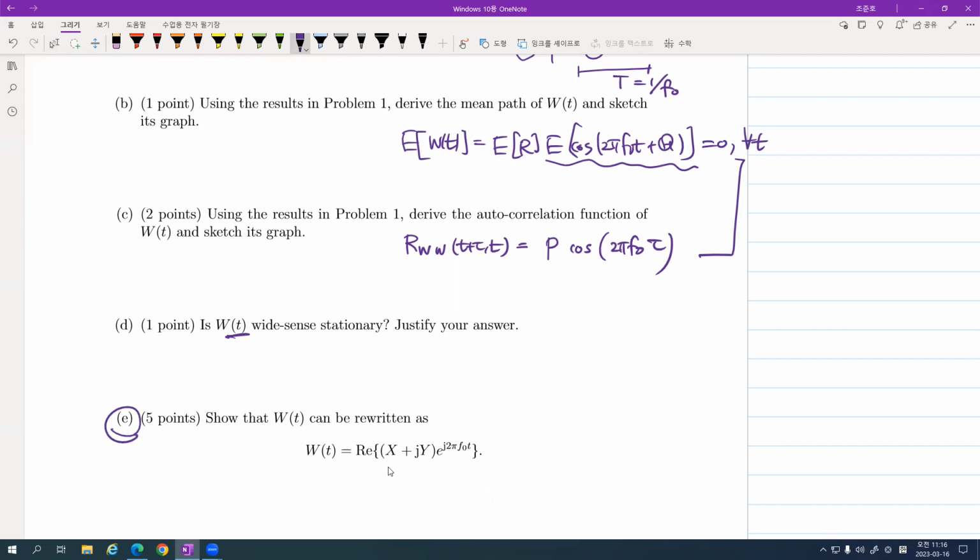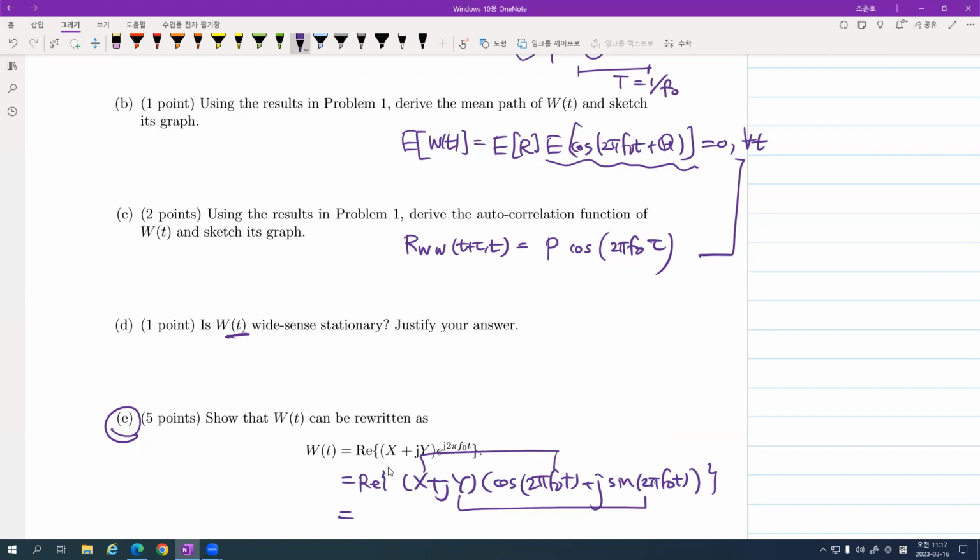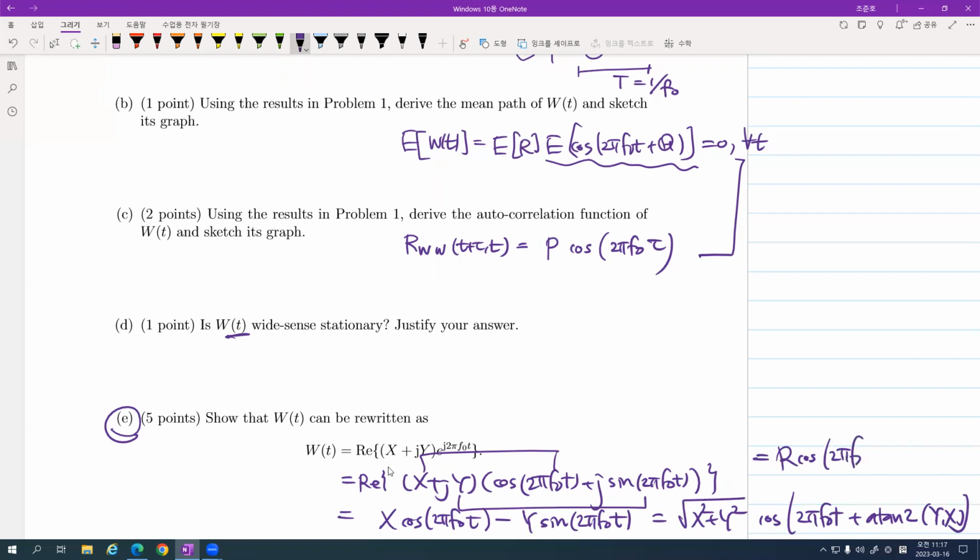Now, subproblem E may look difficult. However, you can just expand it like this using Euler's identity. And then you have 4 terms, where if you take 2 terms, you have x cosine 2 pi f0 t minus y sine 2 pi f0 t. And then you apply a trigonometric identity like this, and you have arctangent. So what? You have r cosine of 2 pi f0 t plus theta.